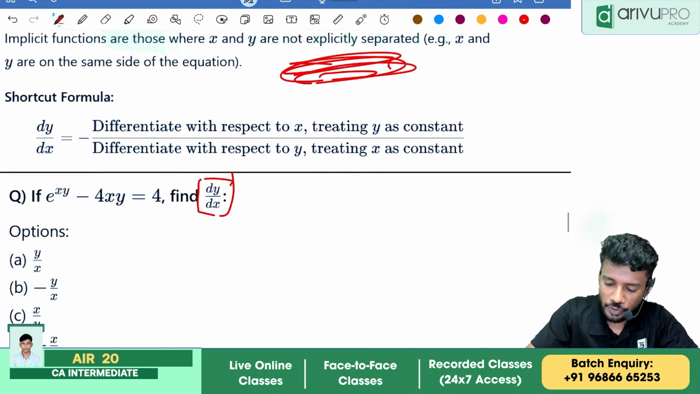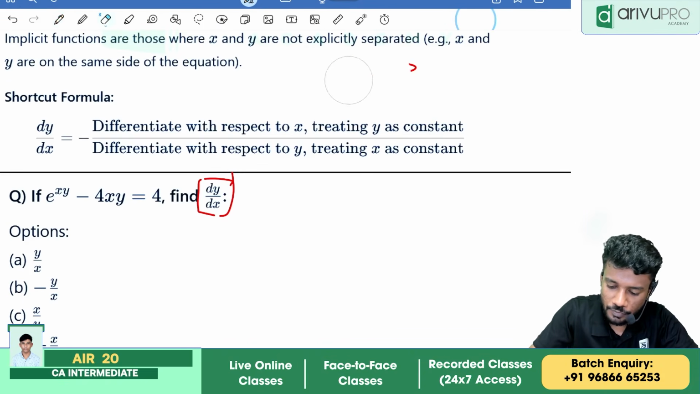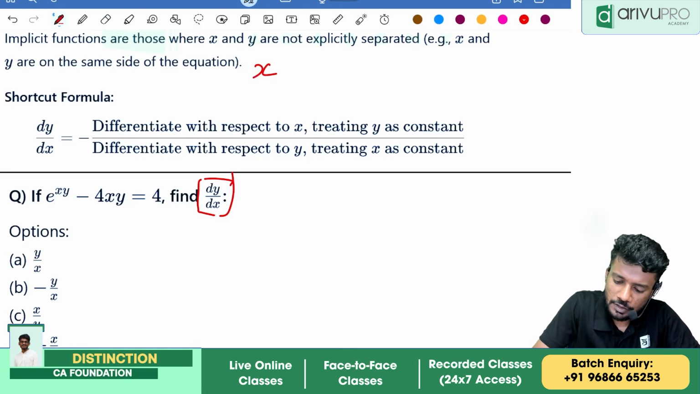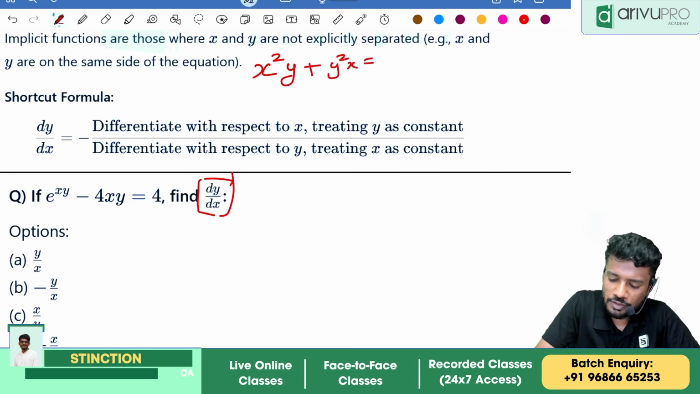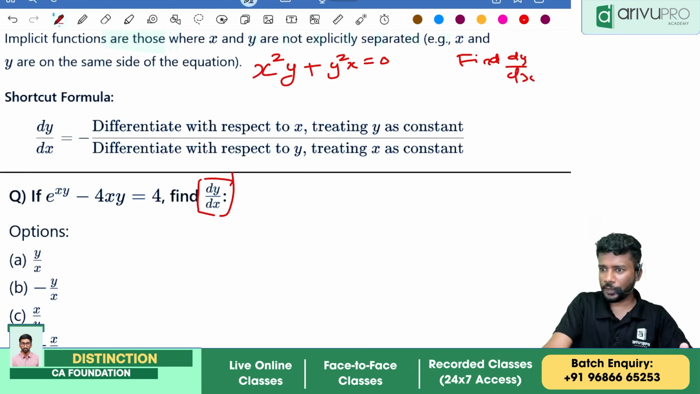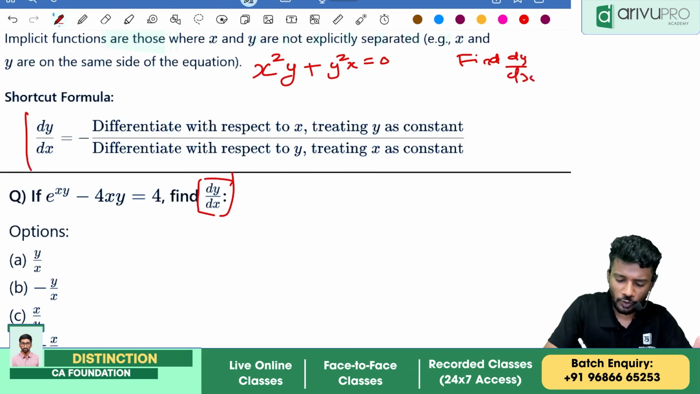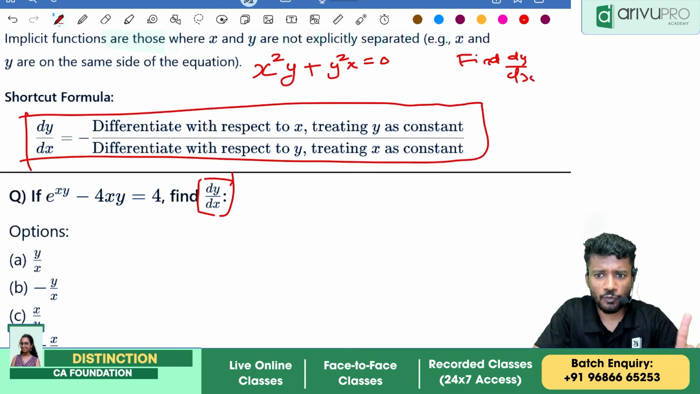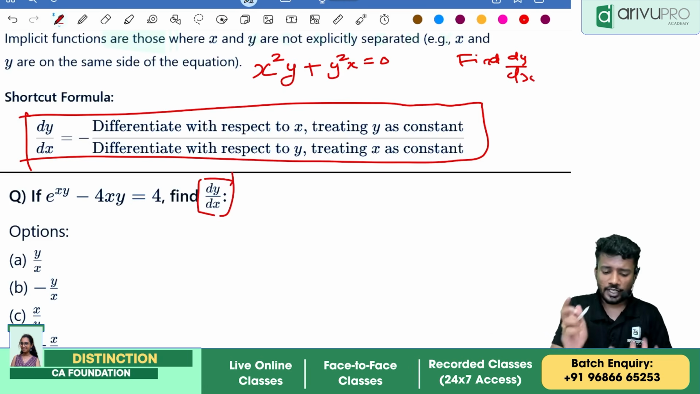First example I'll show you is this one. What if it is like this? x square y plus y square x is equal to 0. Find dy by dx. That is the question. Okay. Now look at the shortcut which is mentioned here. Whenever x and y are not separated, they are put on the same side, we can use this shortcut.